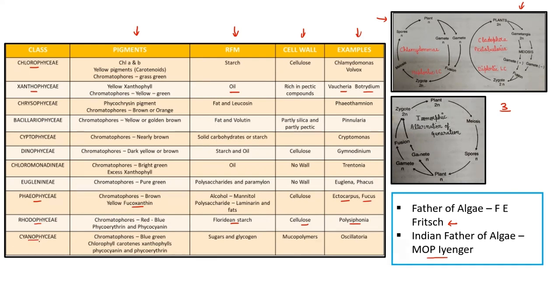Coming to the last class, which is Cyanophyceae, it contains reserve food material as sugars and glycogen. The cell wall is mainly composed of mucopolymers, and the examples are Oscillatoria, Anabaena, and Nostoc. The chromatophores are blue-green in color. Chlorophyll, carotenes, xanthophylls, phycocyanin, and phycoerythrin are the pigments.